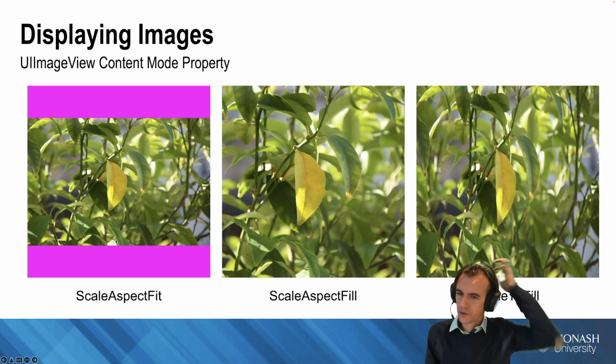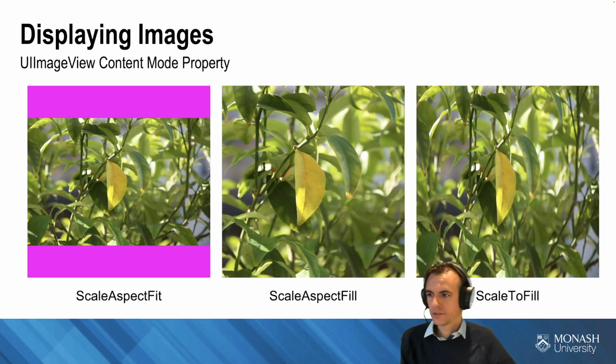So let's have a quick look at what this looks like. Assume we have an image that is not square, or let's say not the same size as the image view. So imagine I have a square image view, but the image, UI image, that I'm displaying in it is not the same shape. So then that's where this content mode property comes into play.